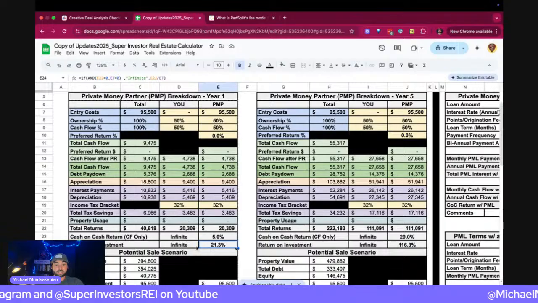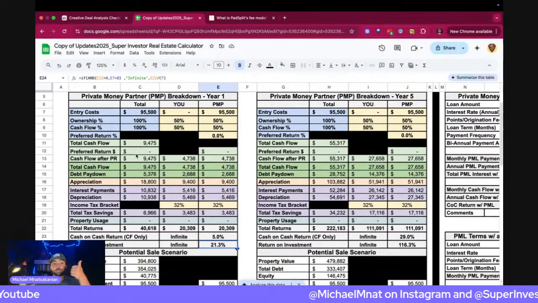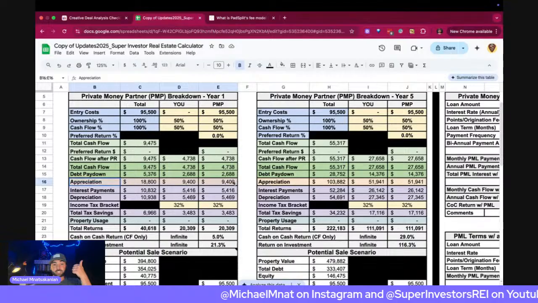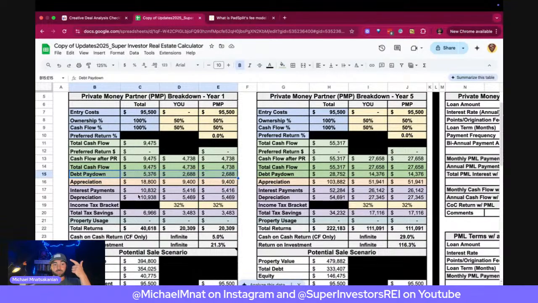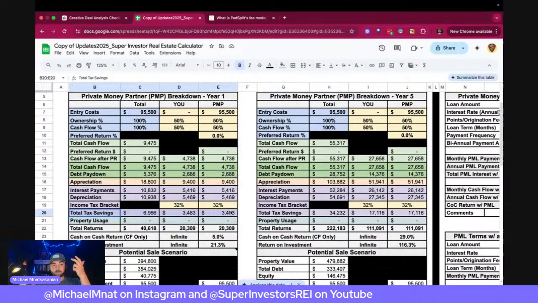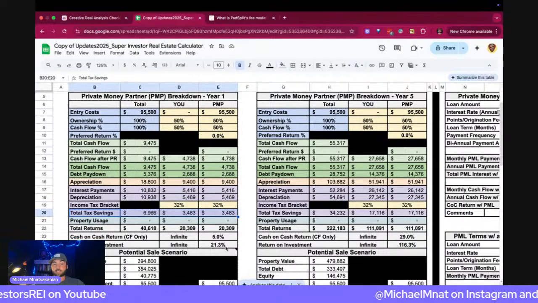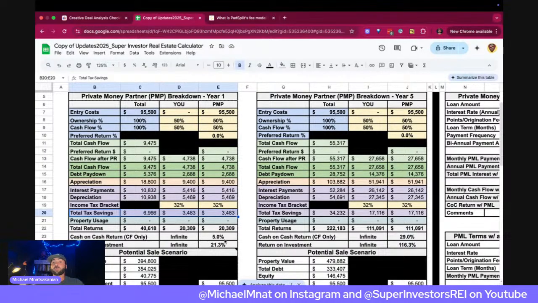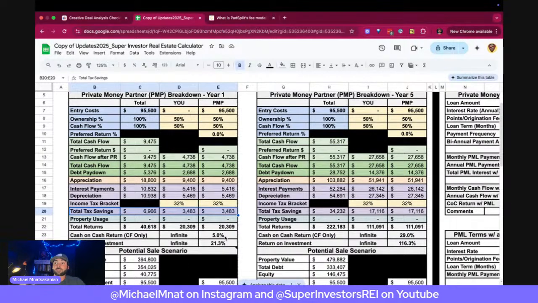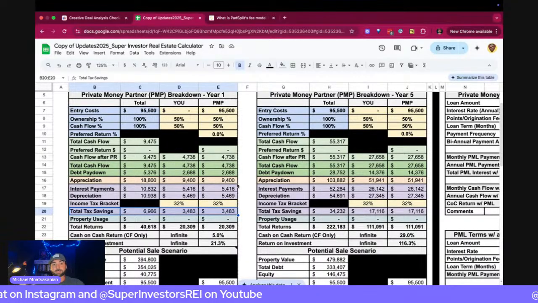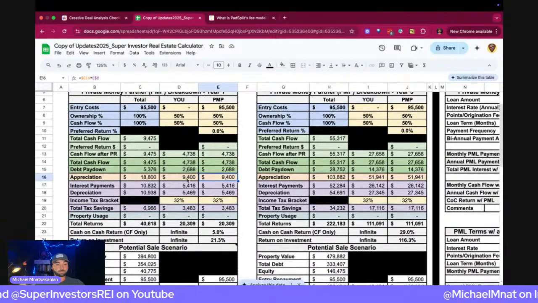Their return on investment is 21.3% when you account for the cash flow, the appreciation, the debt pay down, and the tax benefits, right? Interest payments and depreciation are tax deductible. When you get those tax benefits, altogether, their return on investment is 21.3%. That's solid. However, most people are not willing to lose cash flow to get there. And remember, we just changed some of the income that wasn't actually accurate for this specific scenario.